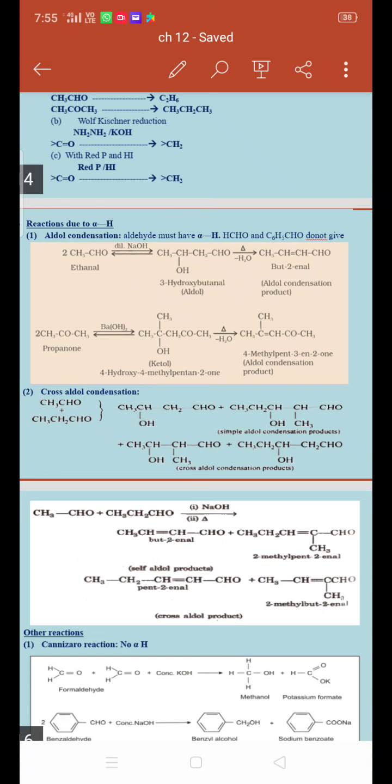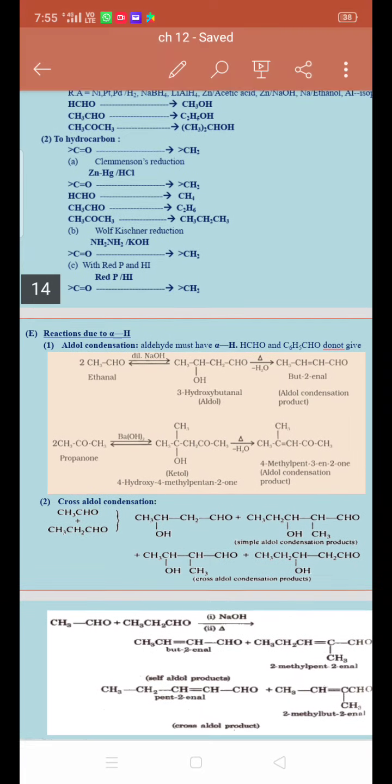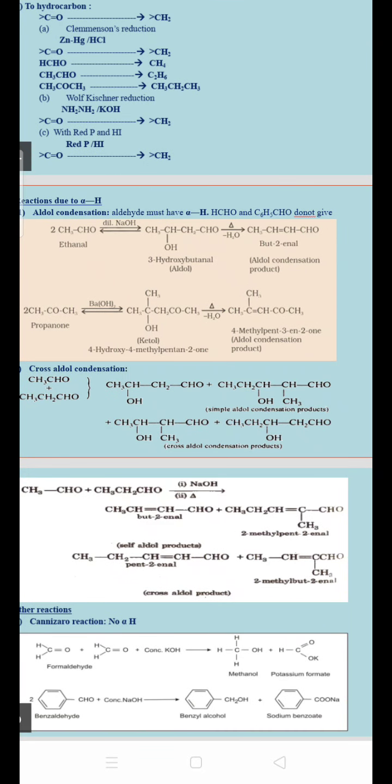Now count the number of carbons: 1, 2, 3, 4, 5. Methane, ethane, propane, butane, pentane. And since it is a ketone, I have to add the suffix ONE. So this structure is called 4-hydroxy, 4-methyl pentanone, which upon heating with the liberation of water, gives an aldol condensation product.